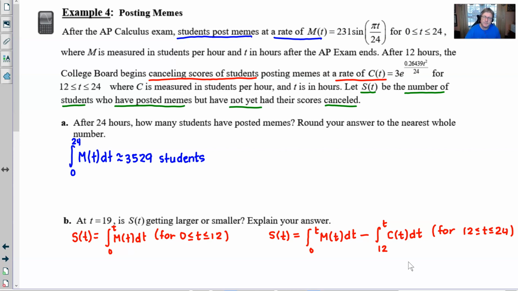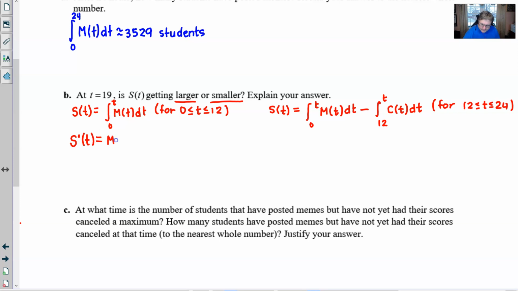Now we end up doing some fun stuff here. Anytime in calculus that you're trying to determine if a function is getting smaller or larger, or increasing or decreasing, we learned in the first semester, we take its derivative. That was a big key component of Unit 4. So if we take the derivative of this s of t, over here we would use that fundamental theorem of calculus that we talked about, where we would just simply take the derivative of the integral, and we could call this m of t minus c of t.